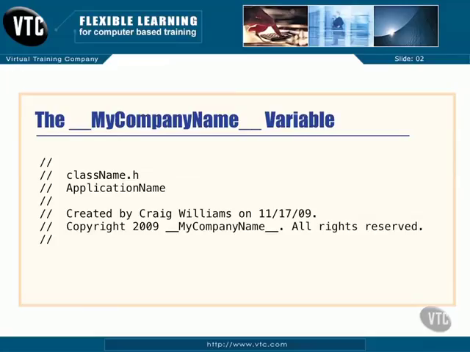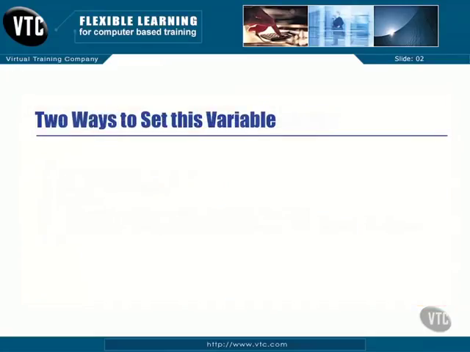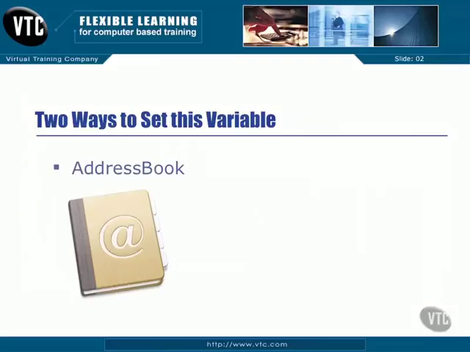Manually changing this each time you create a class file will get old very quick. Fortunately, we have options to change the default behavior. There are two ways to change the default value of the MyCompanyName variable. The first is to set the company name in Address Book for your card. This card represents the owner of the currently logged in user.